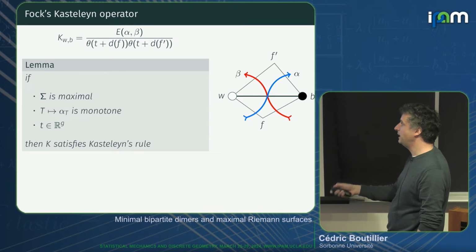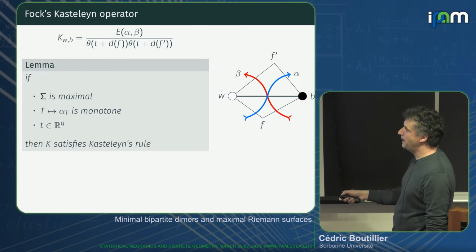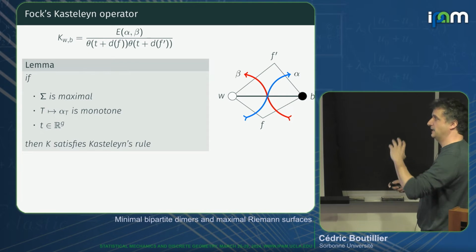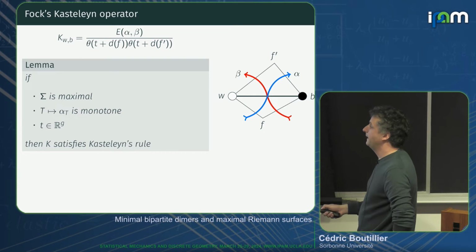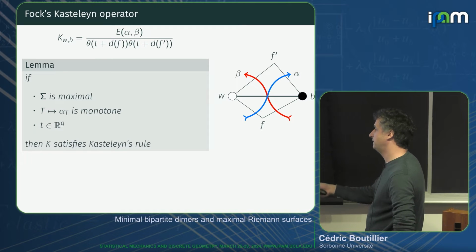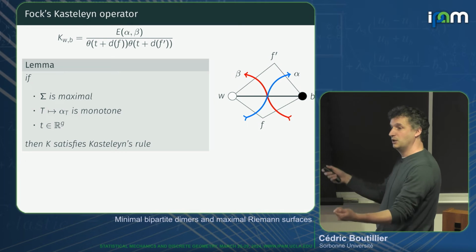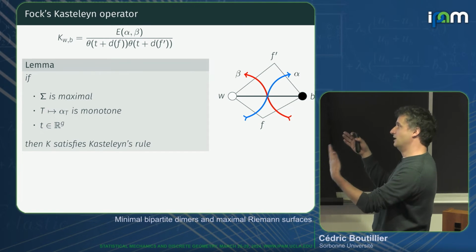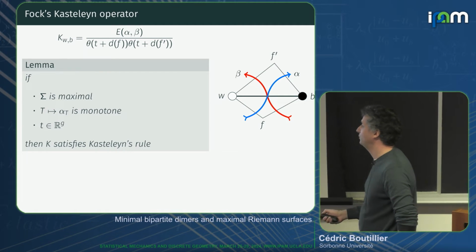And a lemma is that if your surface is maximal, the map from train tracks to alpha T is monotone, in the sense that it preserves the partial cyclic order you had on your strands, and you chose your extra parameter to be real, then this operator satisfies the Kasteleyn rule. So you can really use it to compute probabilities on your, well, at least to define something that could have a probabilistic meaning in the infinite graph.